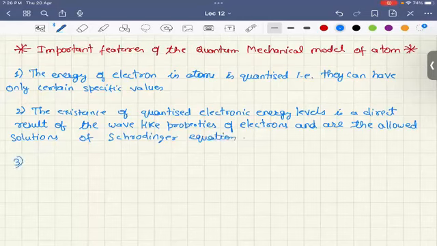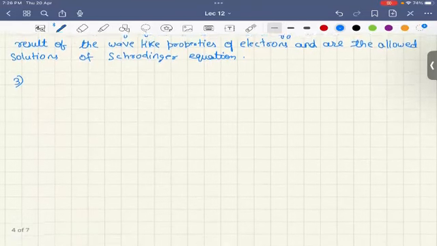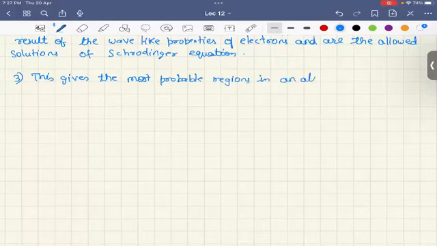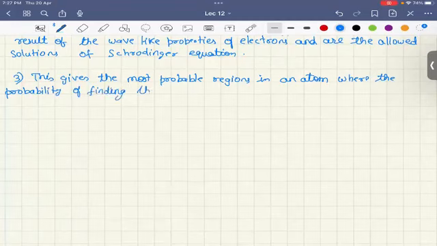Third point is, this gives the most probable region in an atom where the probability of finding the electrons is maximum. Therefore, this model is in accordance with the Heisenberg uncertainty principle and does not specify the exact position and momentum of the electron, but it talks about the most probable region called orbitals, right?